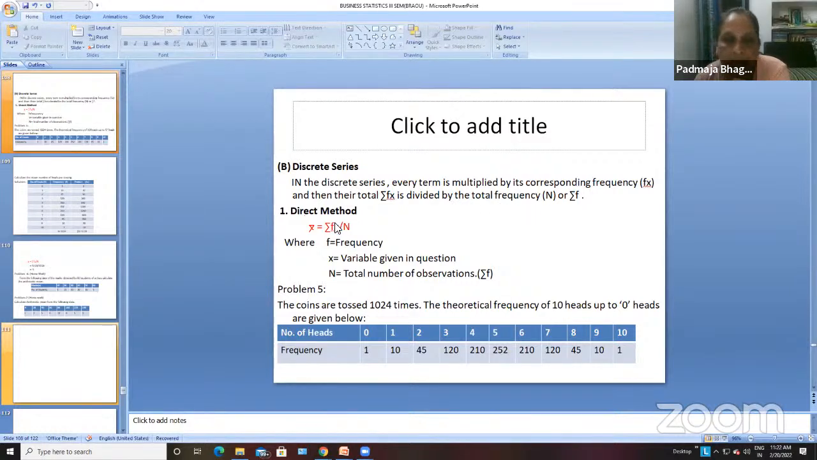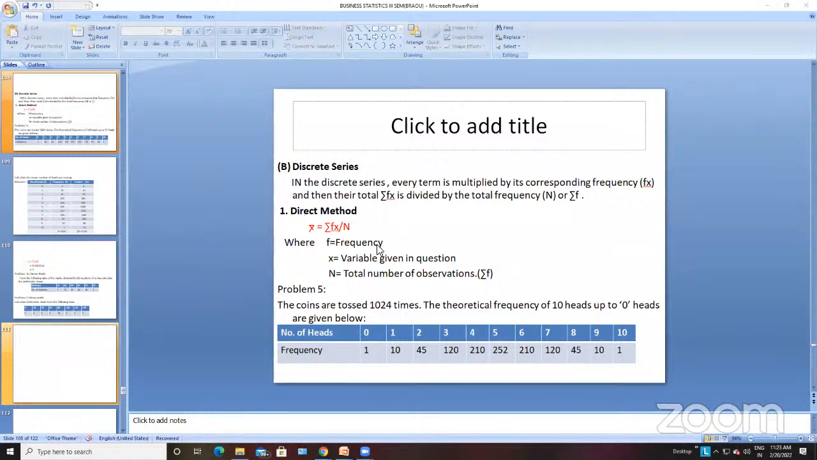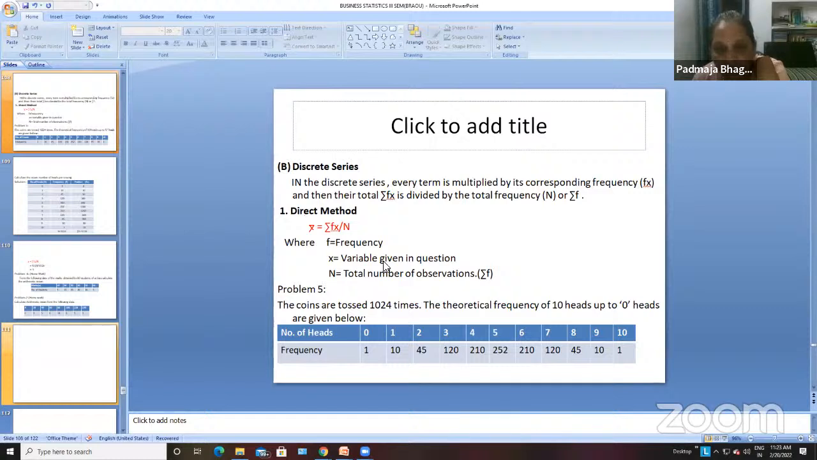So in this also we have the direct method and the shortcut method. But if you feel the direct method is very easy, you can follow the direct method only. The direct method formula is mean is equals to sigma fx divided by n, where f is the frequency, x is the variable given, and n is the total number of observations. Now you see, madam, here 1 2 3 is written, so you can take it as an individual series.